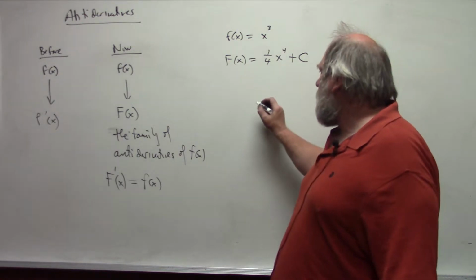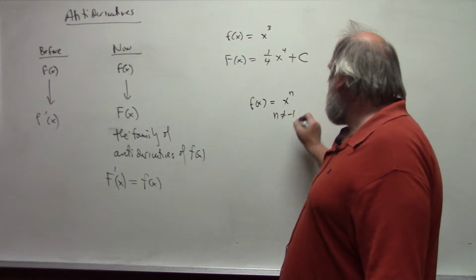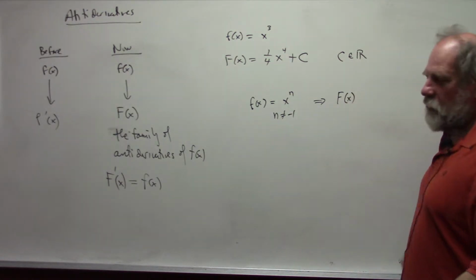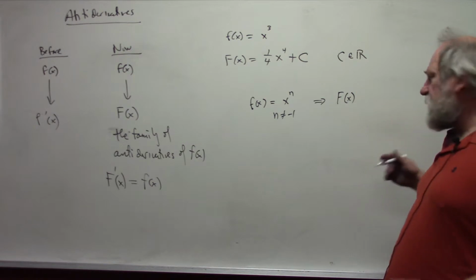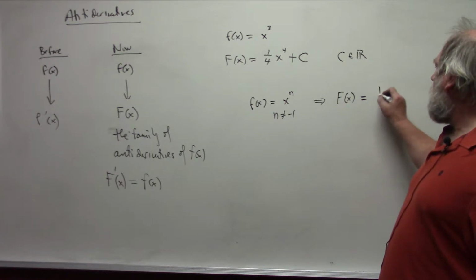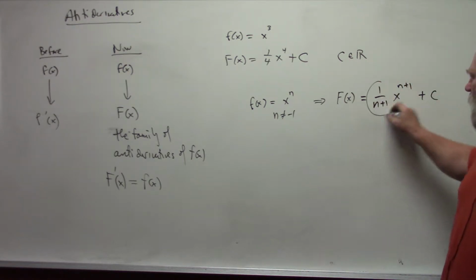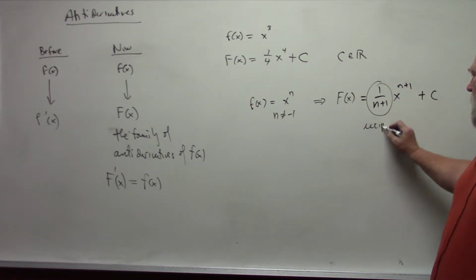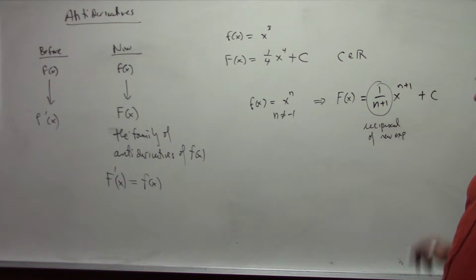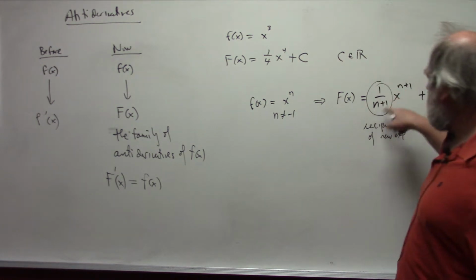The reverse power rule says that if f of x is equal to x to the n, where n is not equal to -1, that would mean that the family of antiderivatives, or we usually just say the antiderivative, even though there's an infinite number, it's the family, is equal to 1 over n plus 1, x to the n plus 1, plus c. This being the reciprocal of the new exponent, where the new exponent is one more than the previous exponent. Notice n cannot equal -1 because otherwise we have a problem.